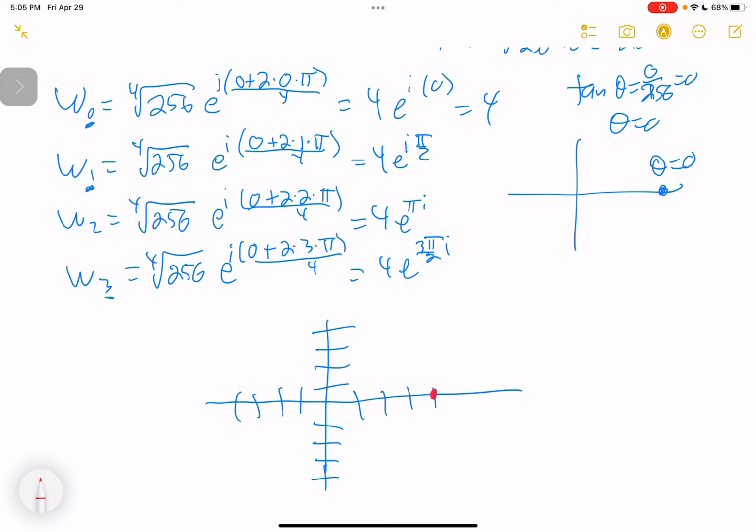So here's our first one. That's our W sub 0. Our W1 is up here. Notice the angle is pi over 2. Our W2 was over there, and that angle was pi. And then W3 is down here, and the angle there was 3 pi over 2. So that's how this one's done. Hope that helps.